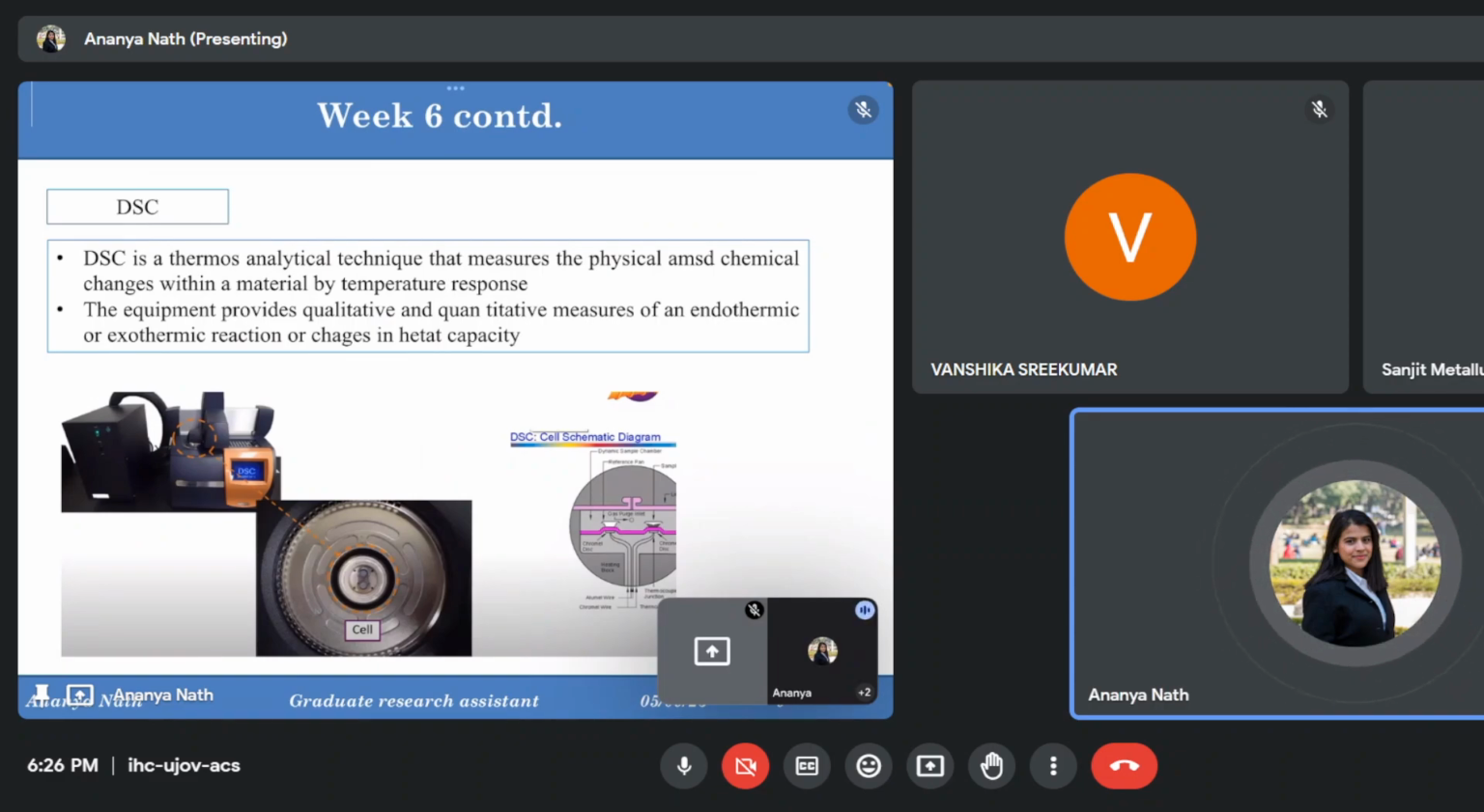So DSC is differential scanning calorimetry, which is a machine. I'm not going into the depth of the working of this machine. It's typically used to measure how much heat it's releasing, or how much heat it's taking to get that recovery and recrystallization done. So there were some graphs like this, which were denoting either an endothermic or exothermic reaction taking place.